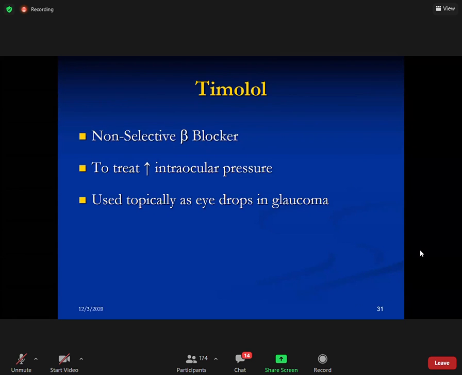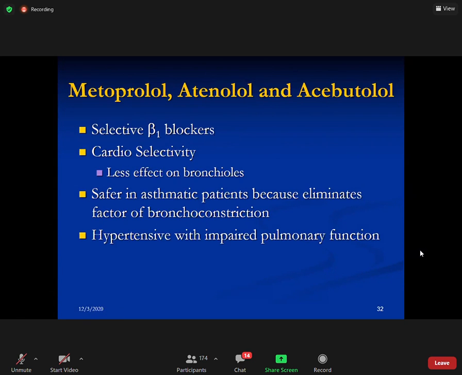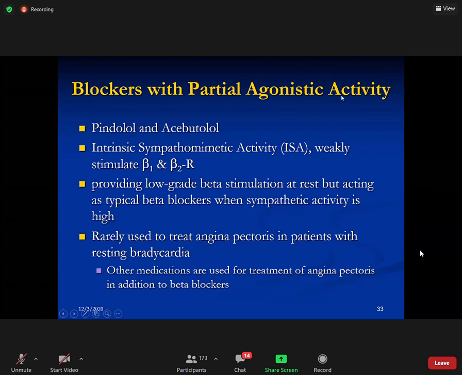Timolol, it's a non-selective beta blocker, usually used to treat increased intraocular pressure, used topically as eye drops in glaucoma. And I told you which one is preferred is the pilocarpine. Now you have the selective beta blocker, which is cardioselective. I don't want to tell you what the medications are, but they are the same medications. I put them in the first slide in red, by the way. Less effect on bronchioles, safer in asthmatic patients because it eliminates the factor of bronchoconstriction. We give them for hypertensive patients with impaired pulmonary function. You give them what? Selective beta 1 blocker with partial agonistic activity.